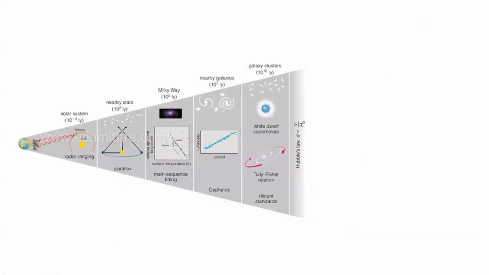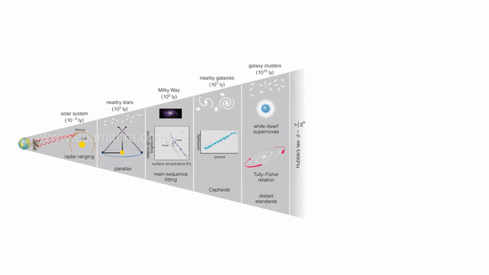That is why we have something called the cosmic distance ladder, because to measure the distance, for each range of distance we have to use a proper method. Each range should be measured with a proper distance measurement method. Then only we get the accurate result.